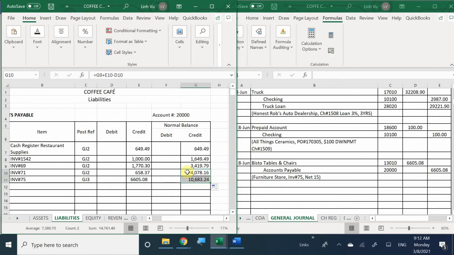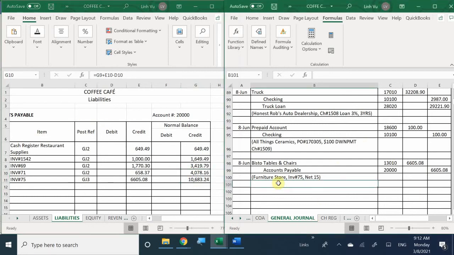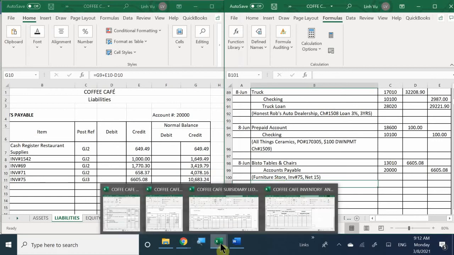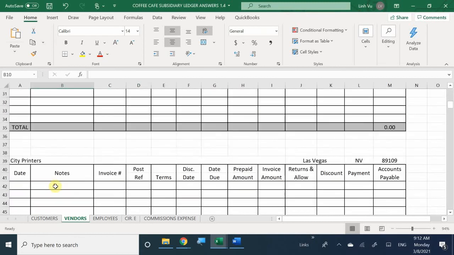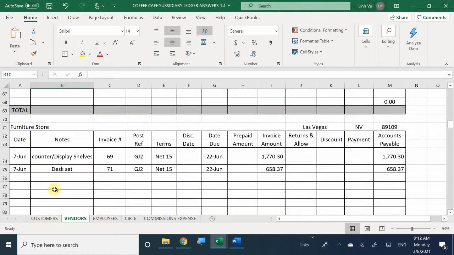Okay? So now that I have that and I filled out my information, I got my accounts payable. Everything's there. Everything looks good. Now I got to go to my subsidiary ledger, and edit the information for my furniture store for the vendor. Here we are, furniture store.